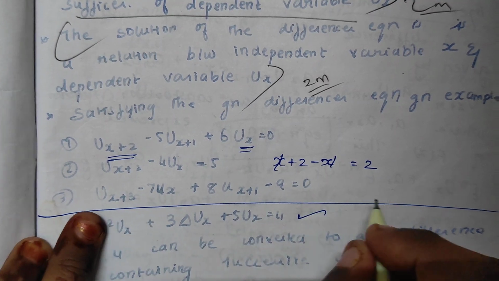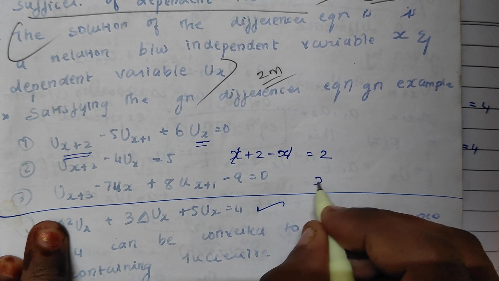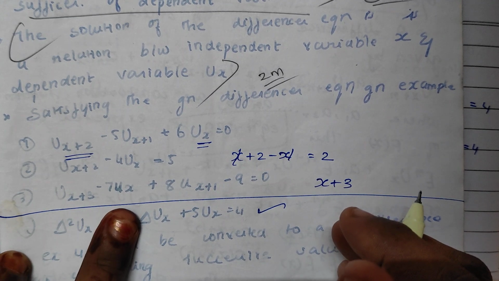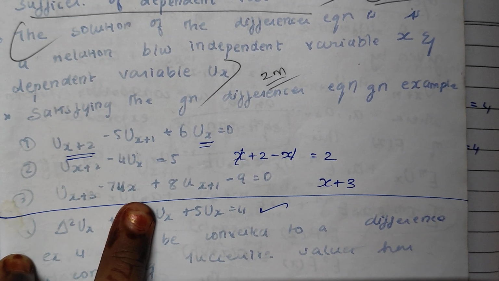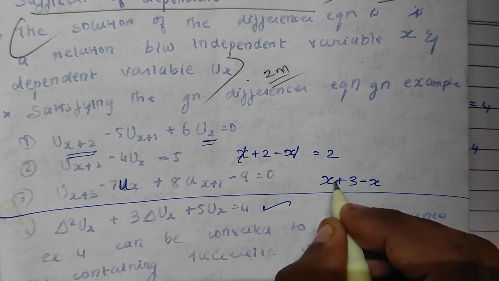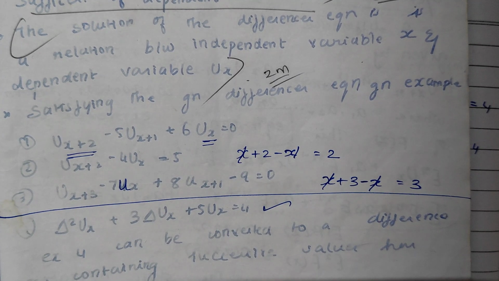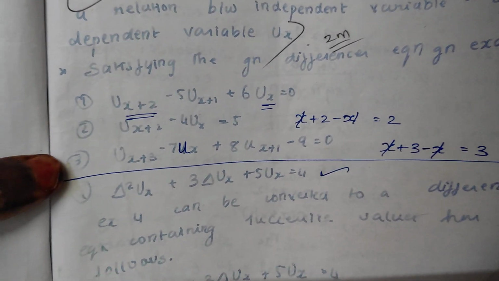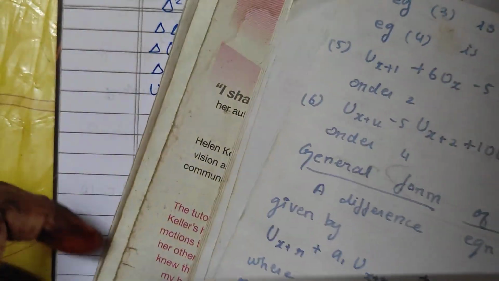Here the greatest is x plus 3 and the smallest is u x here. Okay, it is actually 7 u x. So minus x will come. If you cancel, you will get 3. Understood? So the order of the third difference equation is 3.